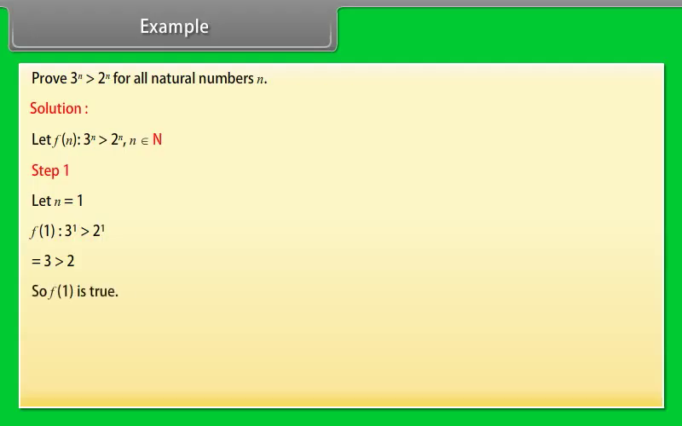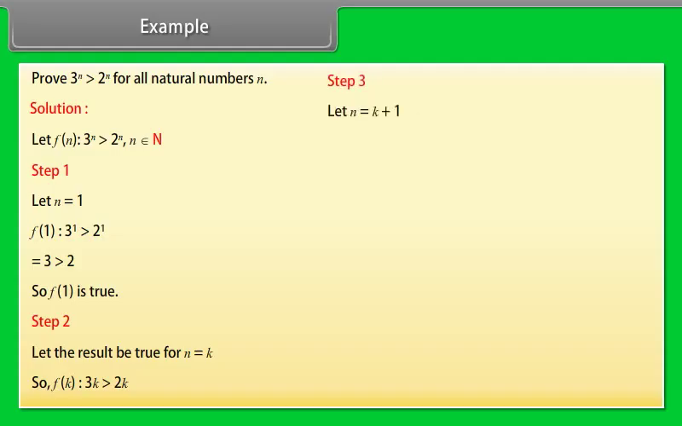So, f of 1 is true. Step 2. Let the result be true for n is equal to k. So, f of k: 3 raised to power k greater than 2 raised to power k. Step 3. Let n is equal to k plus 1.